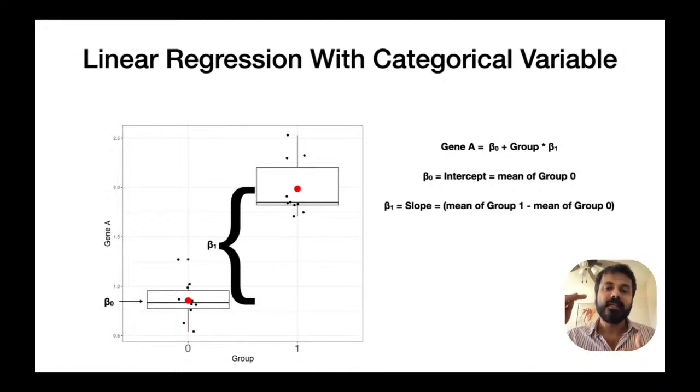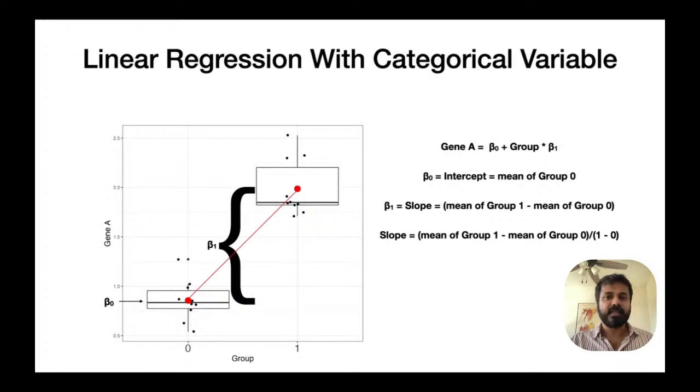The slope here means the difference between the mean of group 1 and the mean of group 0. Now, when you think of slope, you think of something like on the previous slide. But here, this is just a vertical difference, which at first doesn't make sense.